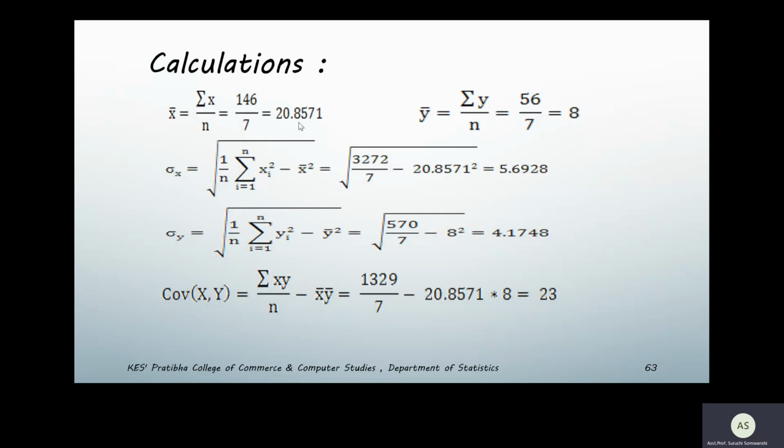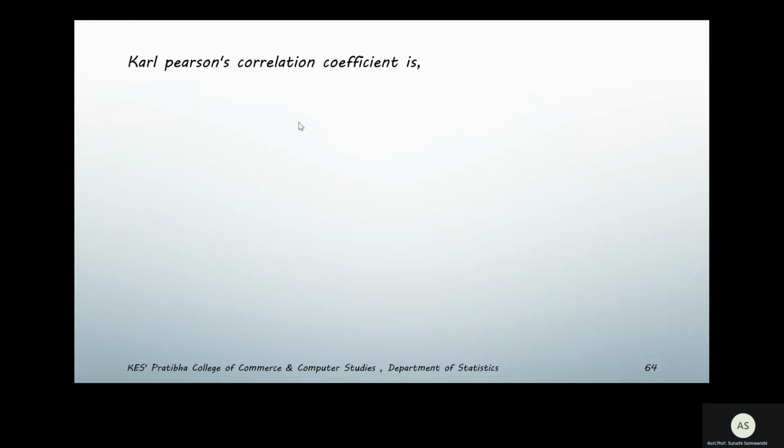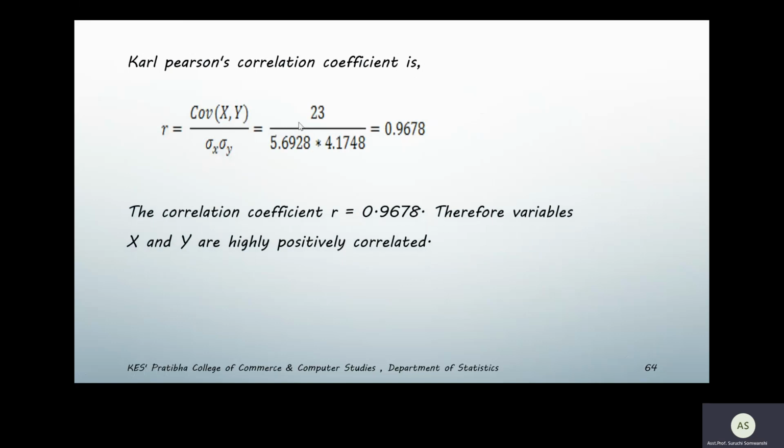The covariance of xy is 23, sigma y is 4.1748, and sigma x is 5.6928. Now we just have to put all these values in the formula of correlation coefficient given by Karl Pearson. So Karl Pearson's correlation coefficient R is equal to covariance of xy upon sigma x into sigma y, which is equal to 23 upon 5.6928 into 4.1748, which is equal to 0.9678. So with the help of this value, we can interpret that the correlation coefficient R is equal to 0.9678.